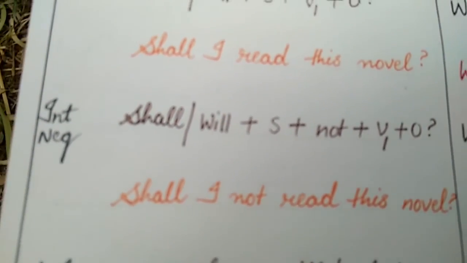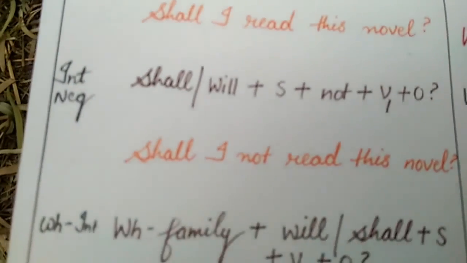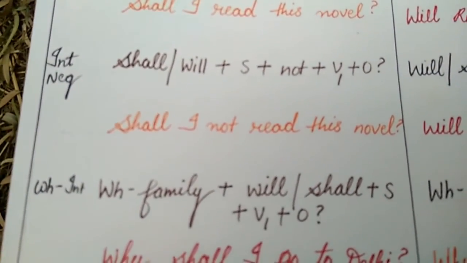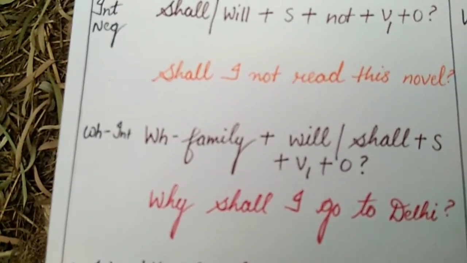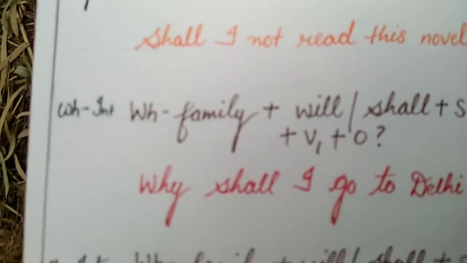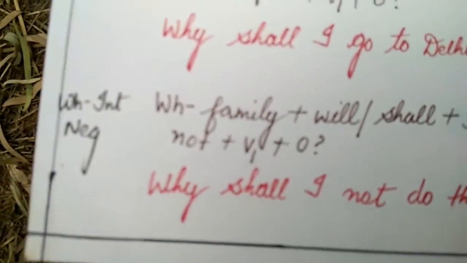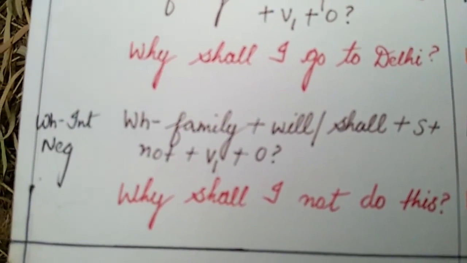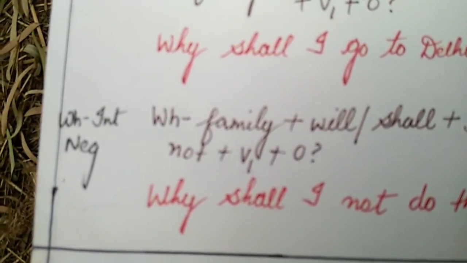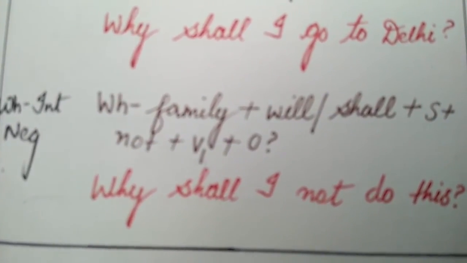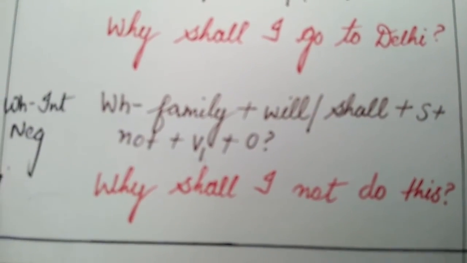WH question interrogative. WH family plus will / shall plus subject plus first form of the verb plus object. For example, why shall I go to Delhi? WH interrogative negative. WH family plus will / shall plus subject plus not plus first form of the verb plus object. For example, why shall I not do this?